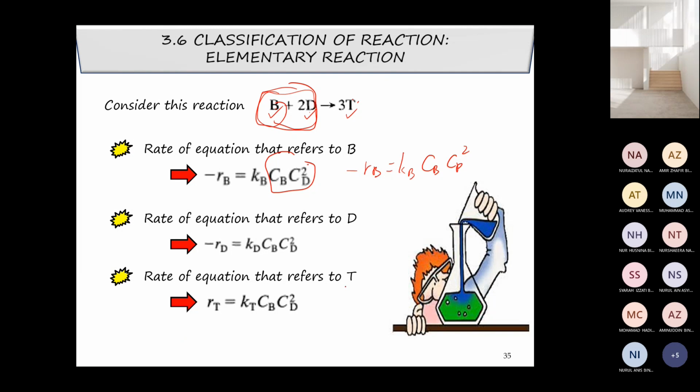Then we have a rate of reaction referred to D which is negative RD is equal to KD CB here. And then we have a CD. Kita kena kuasakan juga dah sebab dia second order of reaction. And same goes to this RT. Tapi RT kita kena ada positif sebab dia adalah appearance, the formation of product.